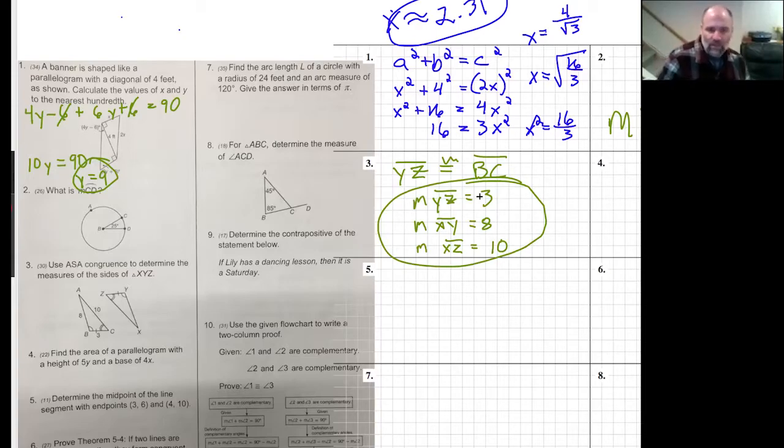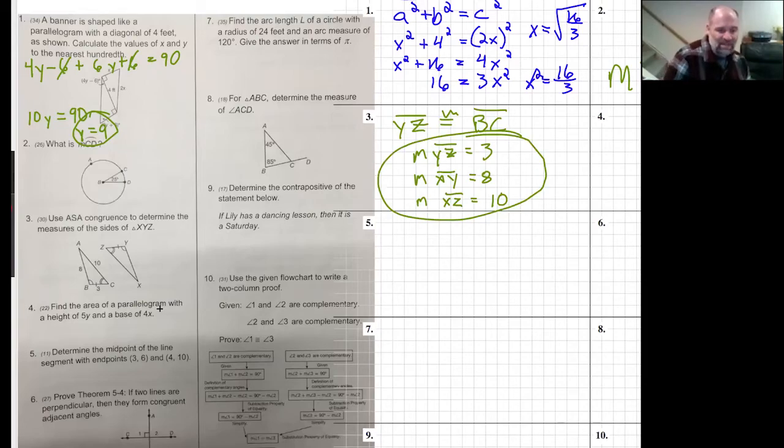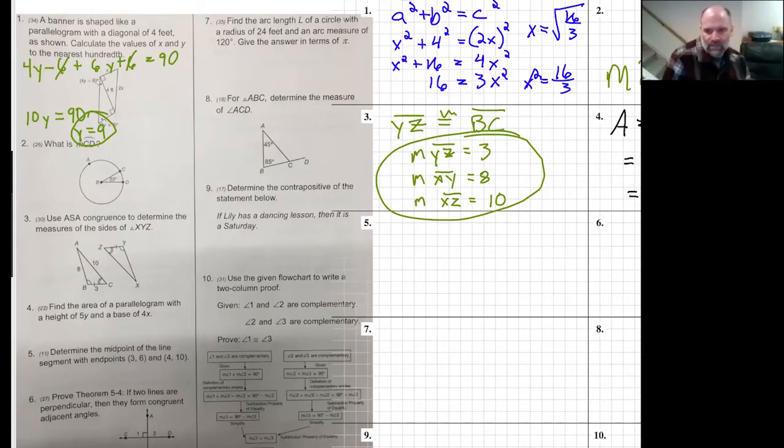All right, good. Number 4, find the area of the parallelogram with the height of 5y and the base of 4x. Well, to find the area of a parallelogram, it's just base times height. So write that down if you don't know it already. Base times height, so the base is just 4x. The height is 5y. What's 4x times 5y? 20xy, okay? So there's no units, so you could just say square units or SQ units is fine. But that's it. That's messy. Okay, any questions with that? A little bit of algebra in there.